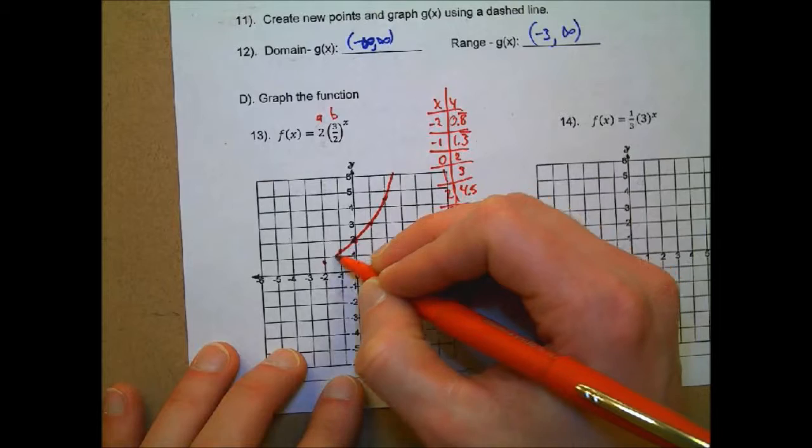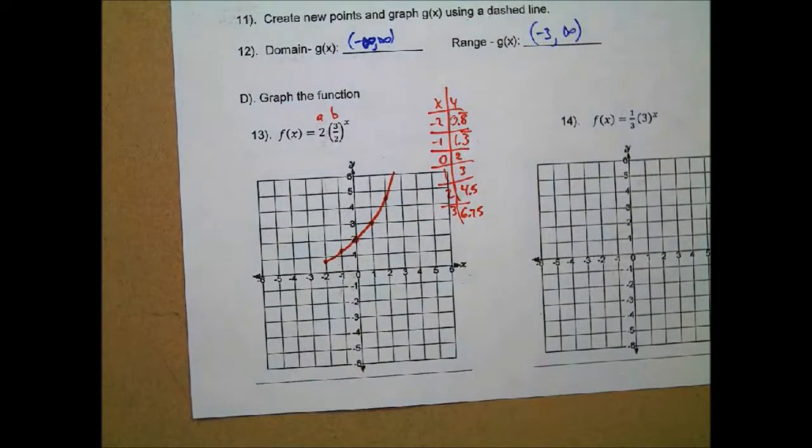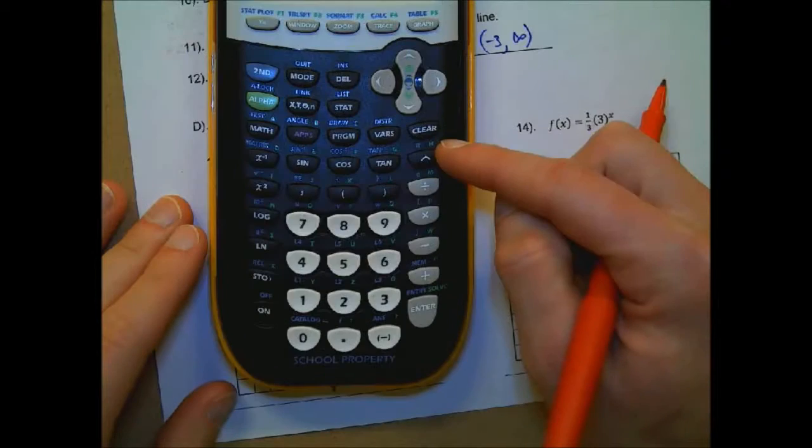What's our asymptote going to be for this graph? Are we shifted up or down at all? Frank? Okay. How do you make the X an exponent? The caret button below clear. This button right here. You see it?